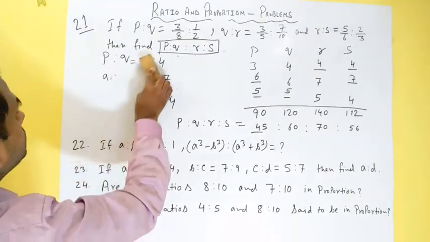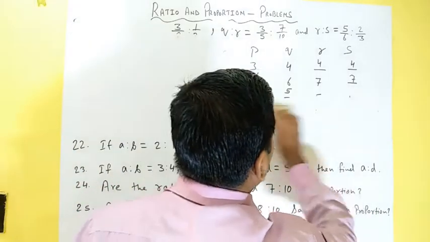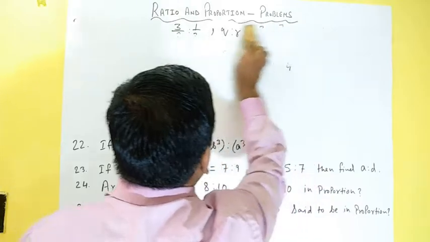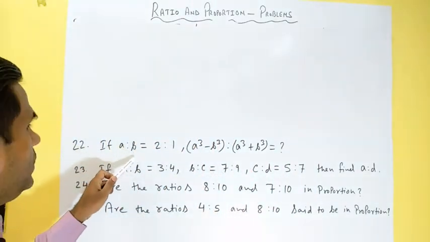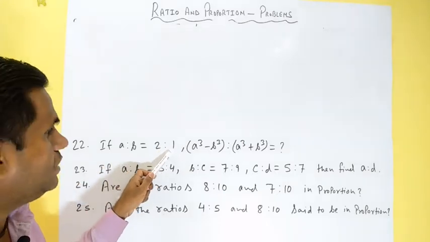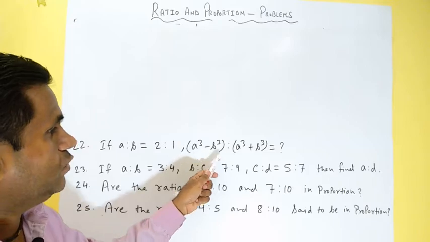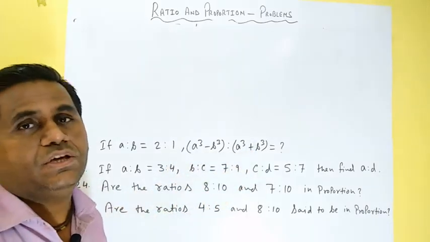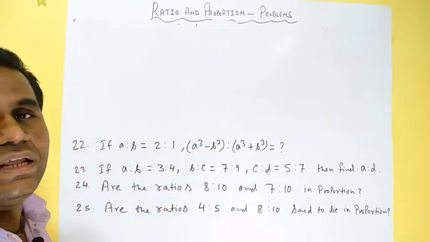Okay, so I'll erase this part, friends. In 22nd, if you see, it says if A is to B is equal to 2 is to 1, then we have to find A cube minus B cube is to A cube plus B cube. So this problem looks a little complicated, but this is very easy.